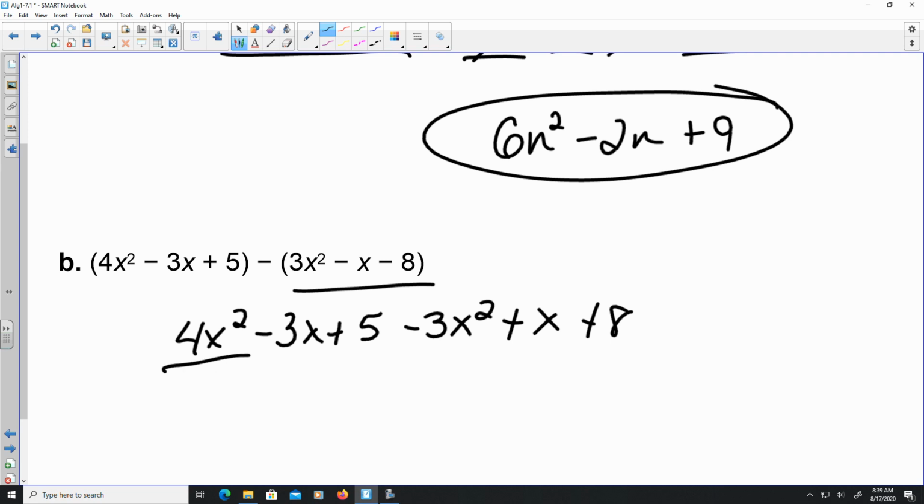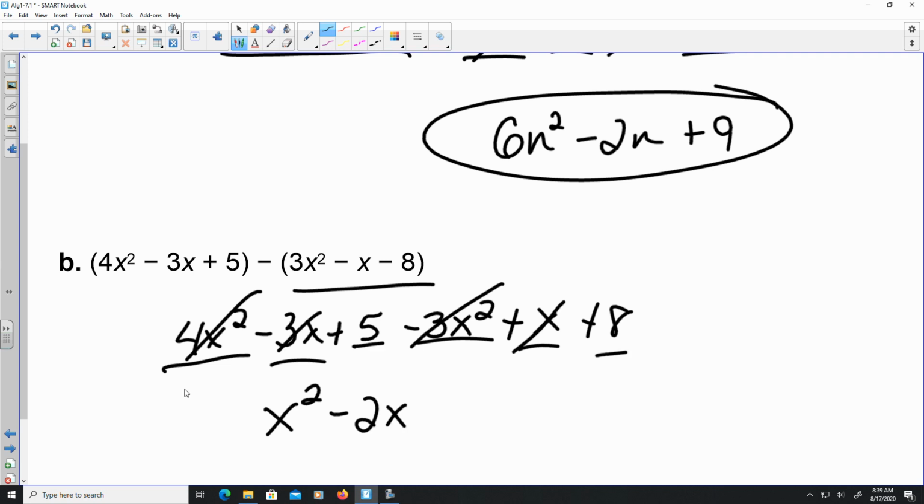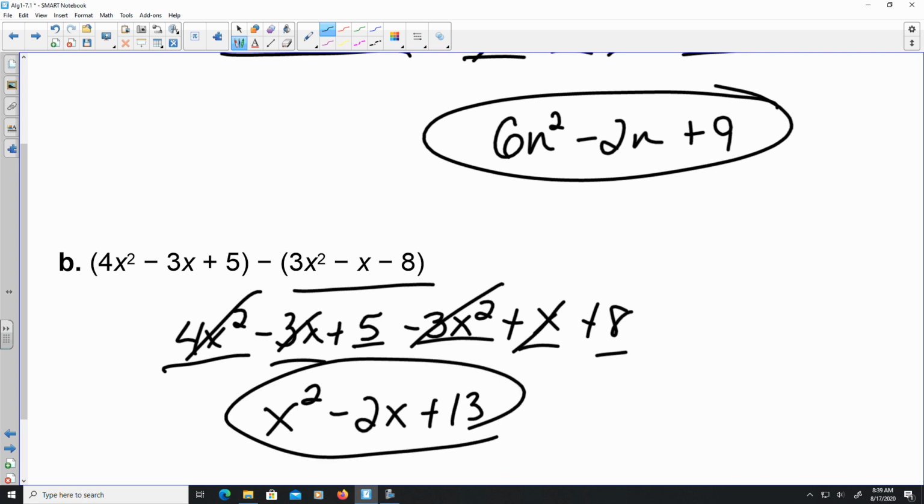X squared is my largest degree. Combining these, it's going to be 4 minus 3, which is 1. So it's just x squared. Cross out, cross out. Negative 3x and x, that's going to be minus 2x. Cross out, cross out. And my constant values of 5 and 8, which gives me plus 13.